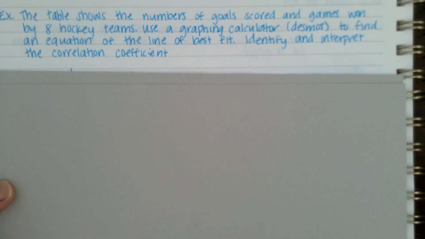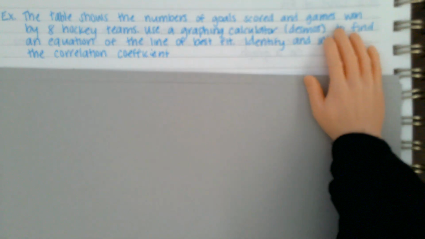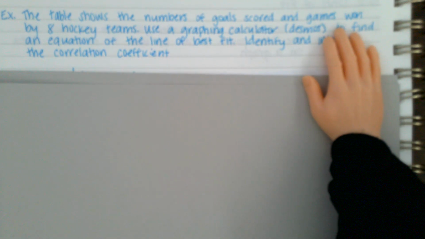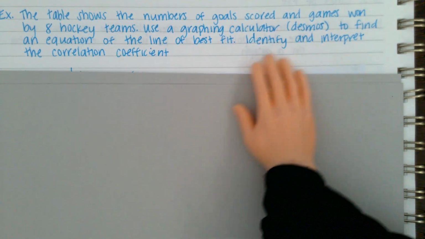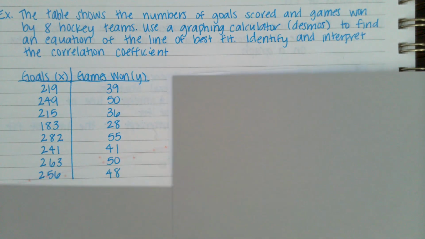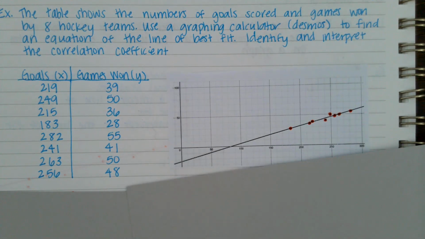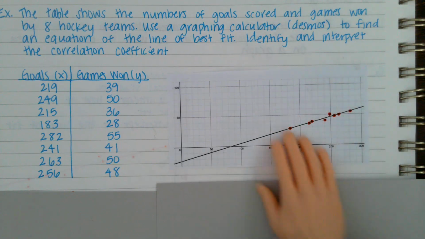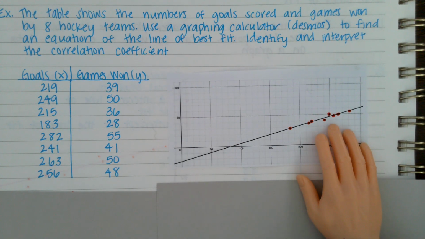This example says the table shows the number of goals scored and number of games won by 8 hockey teams. We are going to use a graphing calculator. In this case, we're going to use Desmos, desmos.com, to find an equation of the line of best fit. Then we're going to identify the correlation coefficient. So we're using a graphing calculator because these numbers are quite large, and when we plot them, it is difficult to find all of the lines so that it is balanced in between.